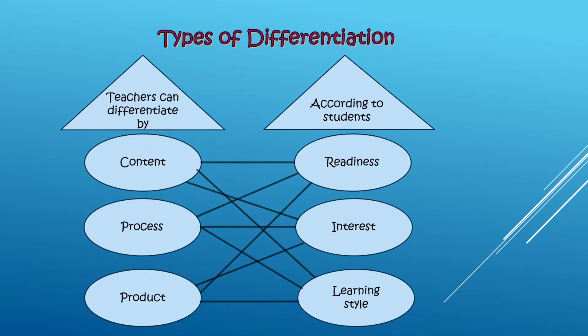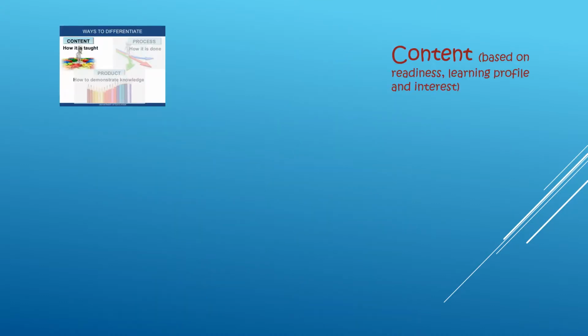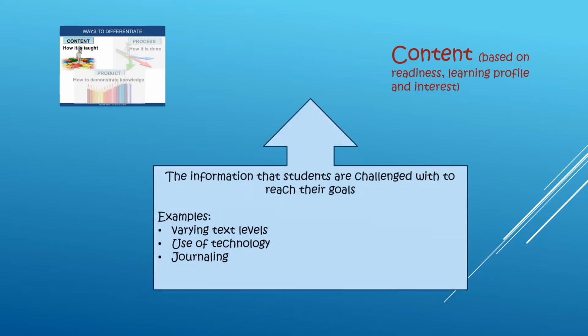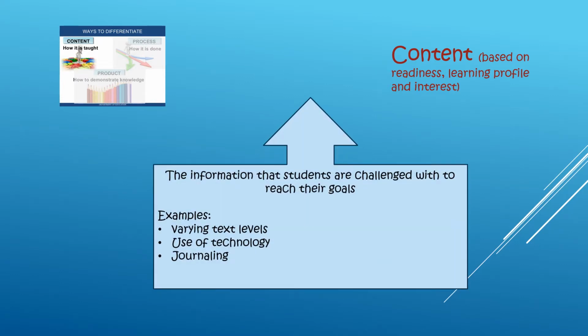In this slide, you see that students learn according to different ways. They learn from readiness, interest, and learning styles, and teachers can differentiate by content, process, and product. Let's start with content, based on readiness, learning profile, and interests. Content is the information that students are challenged with in order to reach their goals. A few examples are varying their text levels, using different levels of text depending on students' ability, through technology such as Checkpoint or Bookshare, or finally, journaling for those that really enjoy writing.